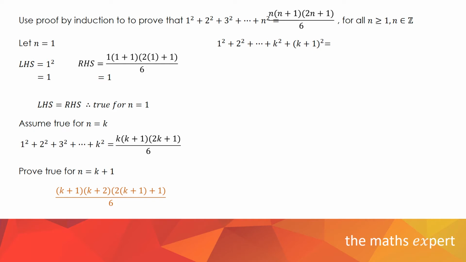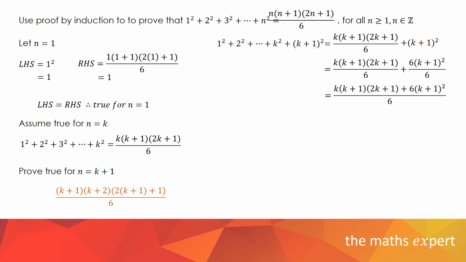Writing out the left-hand side for n equals k plus 1, I can see that I have the left-hand side of the assumption, but with an extra term on the end. As I have assumed n equals k to be true, I can replace the first k terms with the right-hand side of the assumption. And I still need to add on that final term. Now I have reduced the problem down to the sum of two expressions. My goal is one fraction, so it makes logical sense to combine the two expressions into one fraction.